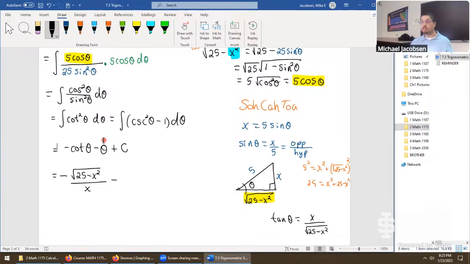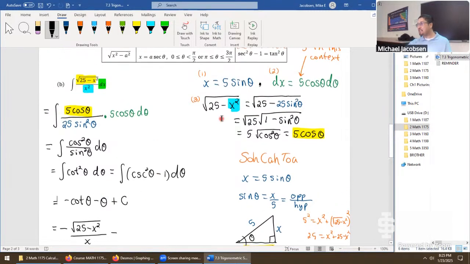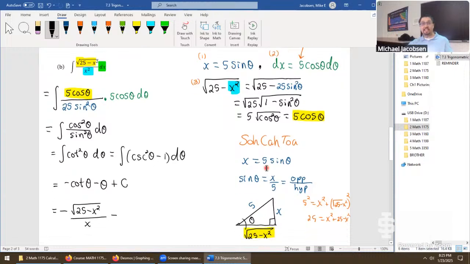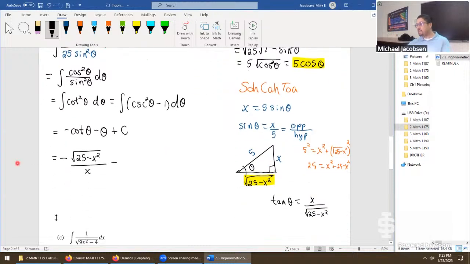Sorry, say again. Yeah, absolutely. So the idea here is, because this is an inverse substitution, if you're undoing it, you literally need the inverse function for sine. So let's write it down here.